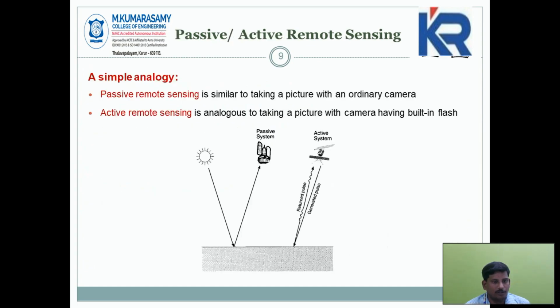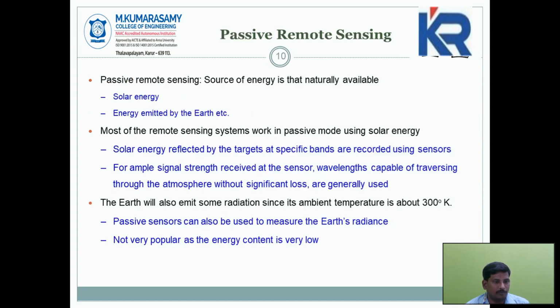Similarly, there is passive remote sensing and active remote sensing. Passive remote sensing is like taking a picture with an ordinary camera, and active remote sensing is like taking a picture with the camera's inbuilt flash. For example, an ordinary camera takes pictures only during sunlight, so at night the picture will not be clear. With active remote sensing, the camera is fitted with a flash, so we can take pictures in daytime and also at night.